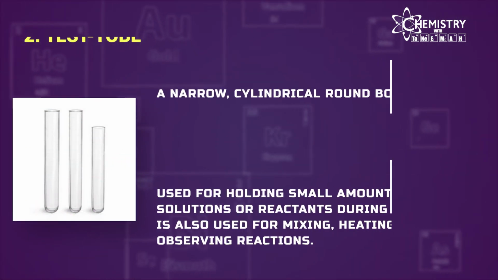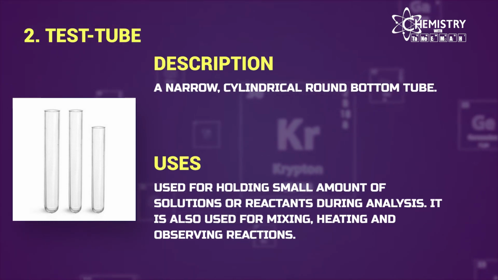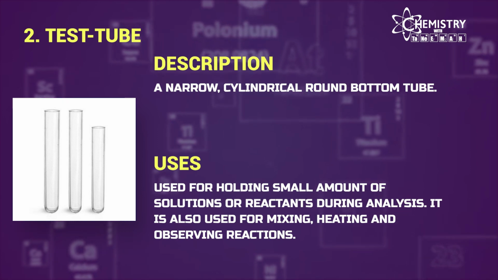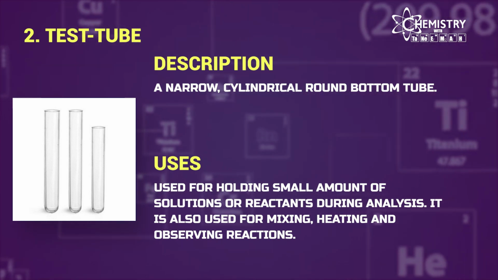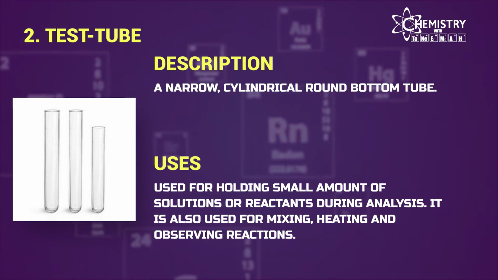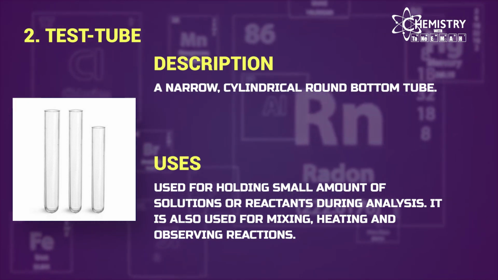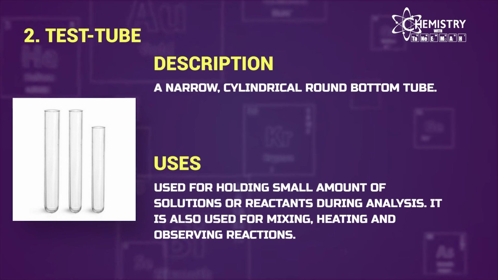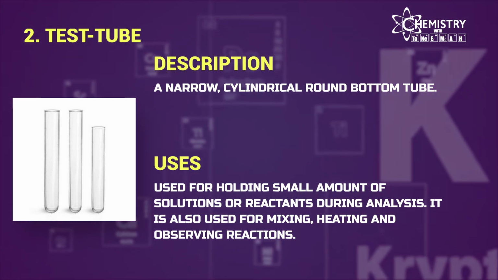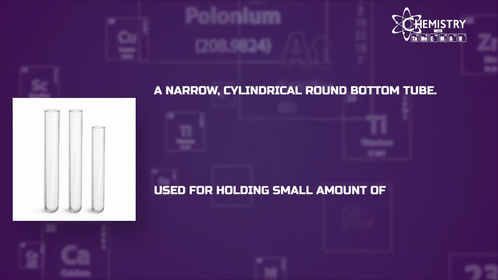Number two, test tube. Test tube is a narrow cylindrical rounded bottom tube used for holding small amounts of samples during qualitative analysis. Qualitative analysis is a method used to identify presence or absence of substances or properties in a sample without measuring their quantities. It is used for mixing, heating, and observing reactions.